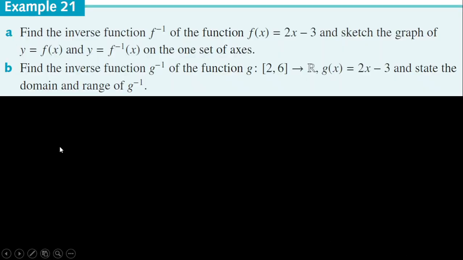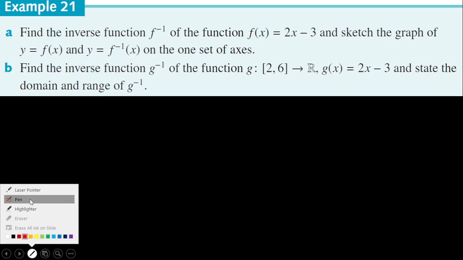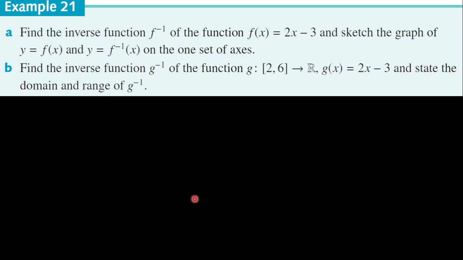Let's continue with more examples. Example A, you have a function that is a linear function, so 2x minus 3. Sketch the graph of both functions. The next one is the same linear function, except that the new function has a restricted domain, so just pay attention to that. Then you will have to find the range, and eventually you should be able to state the domain and the range of the inverse function.